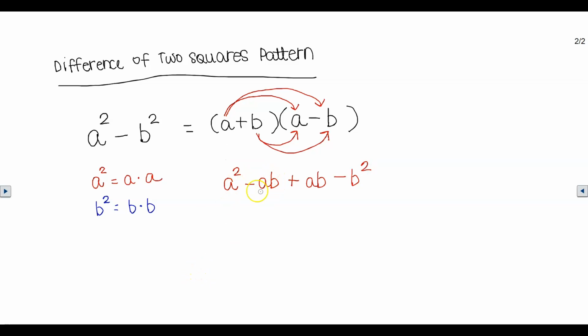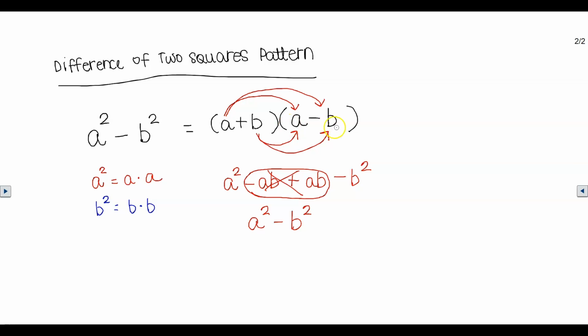Now, combining like terms, I have a negative ab and a positive ab right here in the middle. Those two will cancel each other out, and I will be left with a squared minus b squared. So notice, this multiplication problem will take me back to what I started with. It'll take me back to a squared minus b squared. So this will be your pattern.